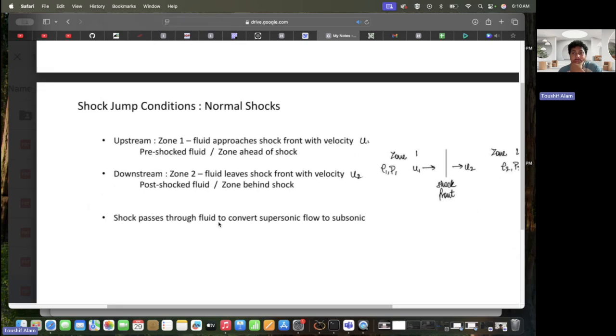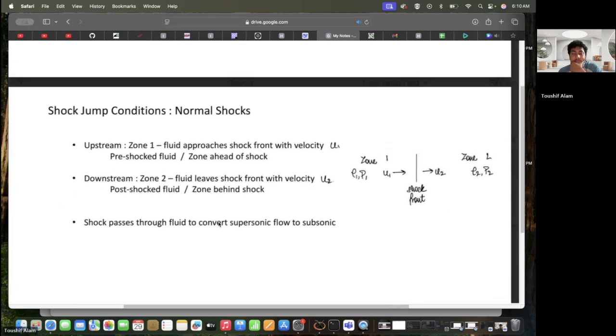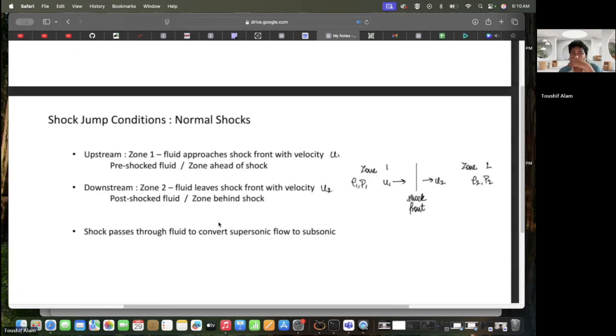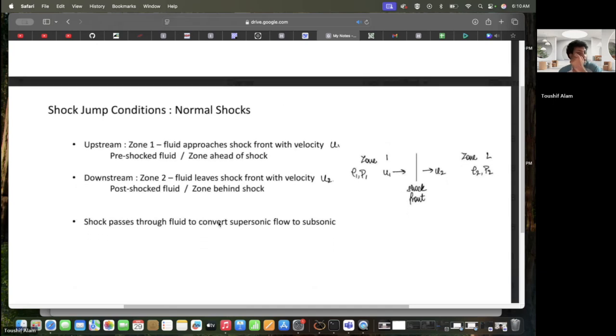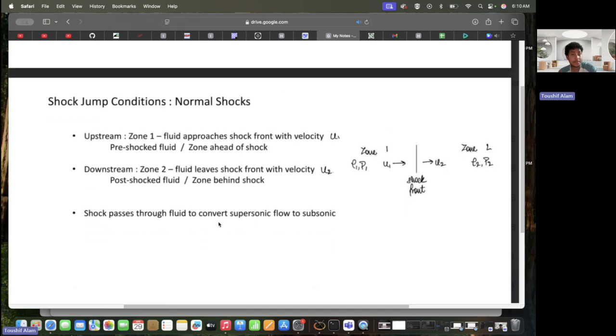Shock jump conditions for normal shocks. Rapid stream. So this is zone 1. The density here is rho 1, pressure is P1, velocity is U1. This is the shock front, and the velocity here is U2. This is zone 2, with corresponding density rho 2 and pressure P2.